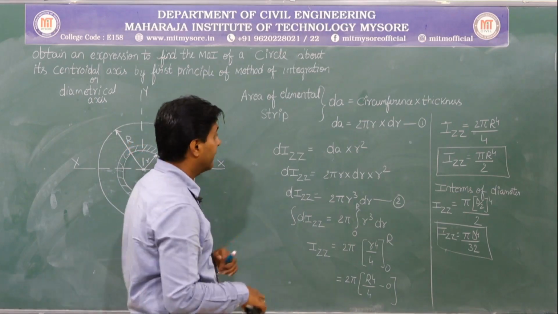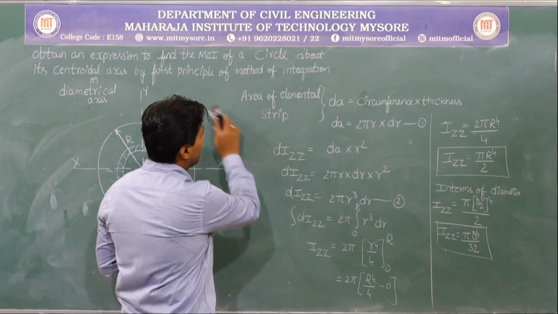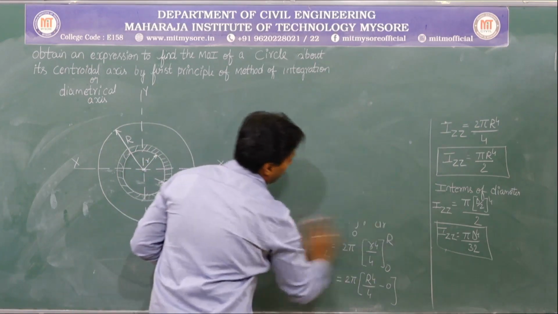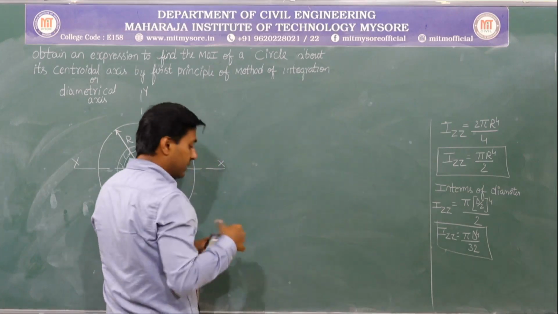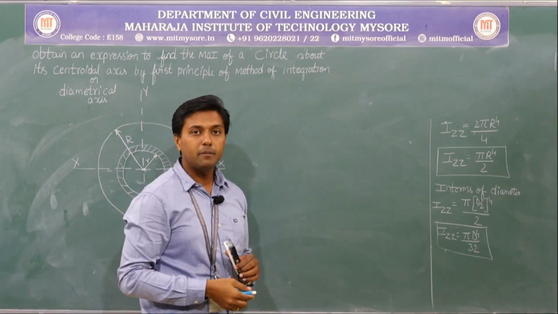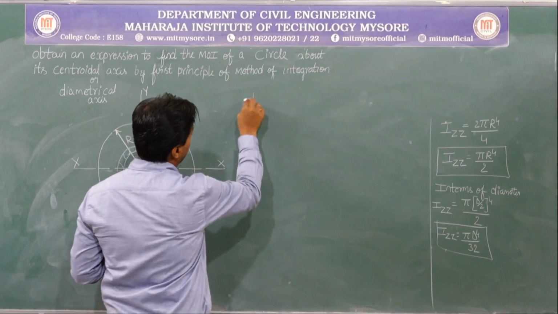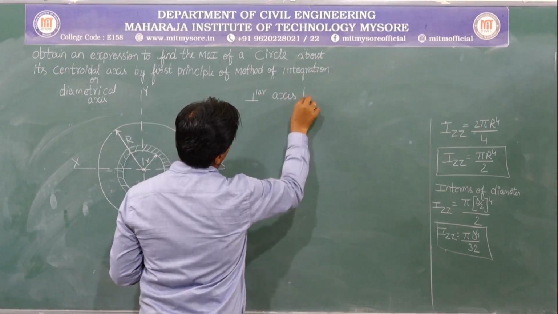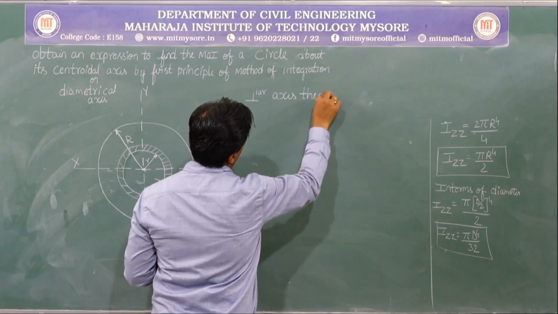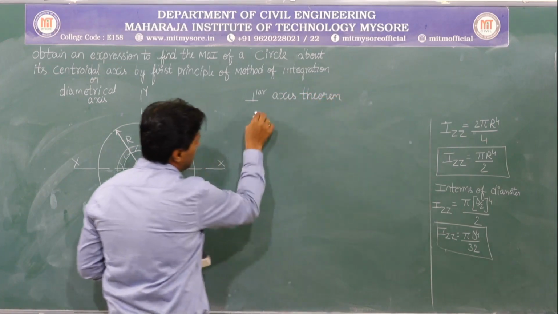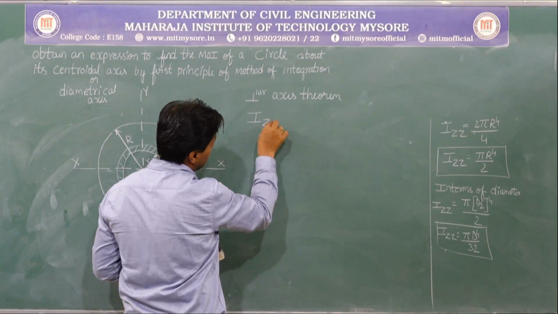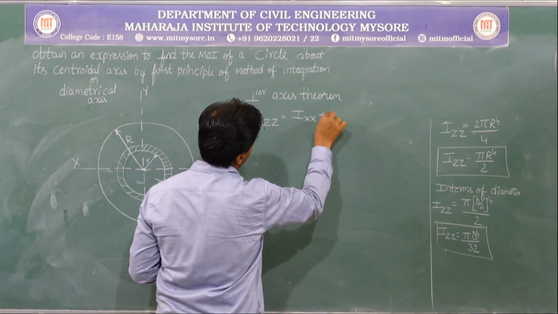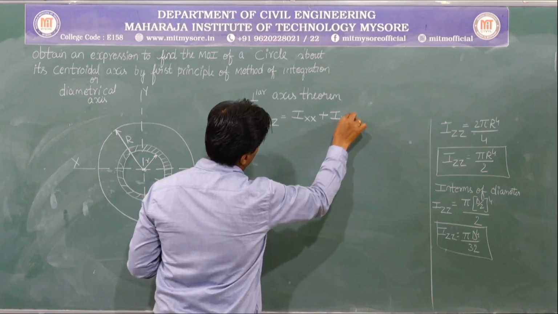So now I need to calculate the moment of inertia. I will be rubbing this particular part. Now what I will be doing is using the perpendicular axis theorem. I think you remember that. Perpendicular axis theorem. What is that? It is Izz is equal to Ixx plus Iyy. Yes or no?